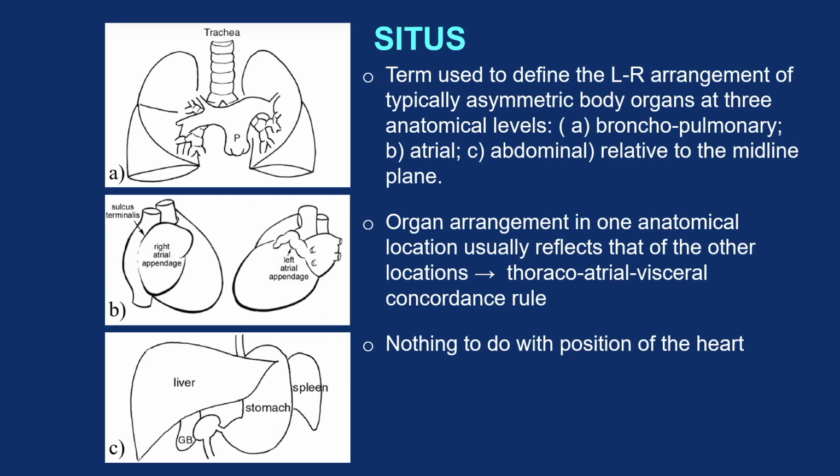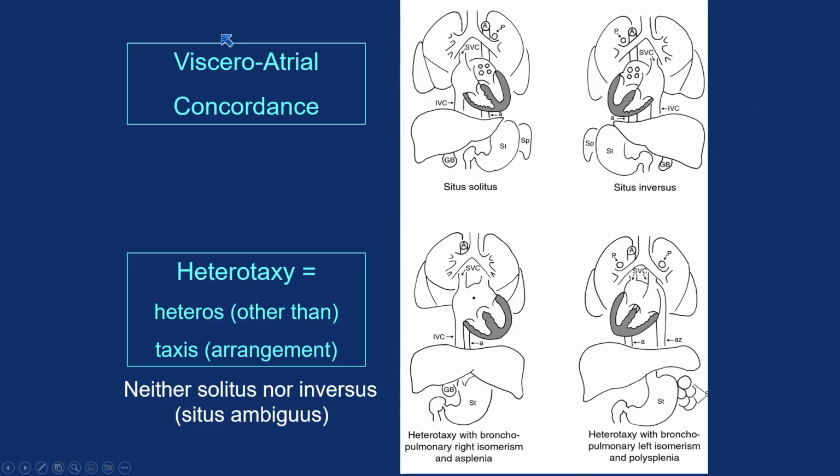I will come to that later, but still, having an abnormal cardiac position is also associated with a significant risk of cardiac abnormalities, as are situs abnormalities. This is what we call viscero-atrial concordance.